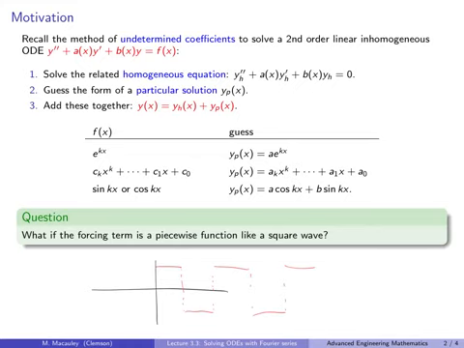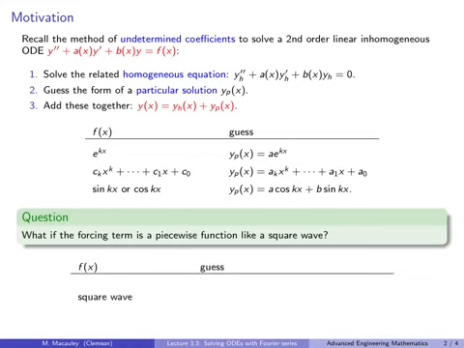I'm going to show you a new method today. Our new method is basically our old method of undetermined coefficients, where we're just going to guess that the particular solution has a certain form. So what do you think we should do if our forcing term is a square wave? What do you think our guess should be? You should pause the lecture to see if you can figure it out before I move on. Okay, ready? I'll tell you.